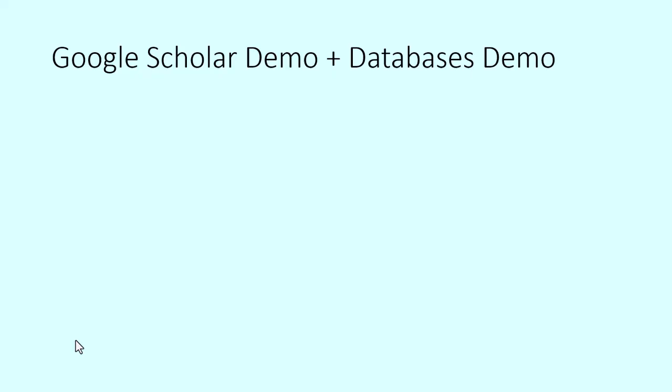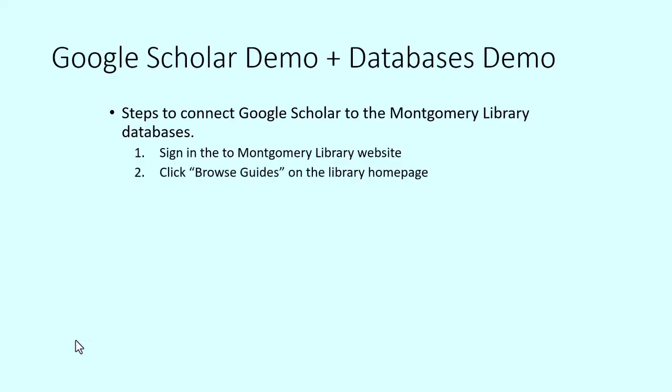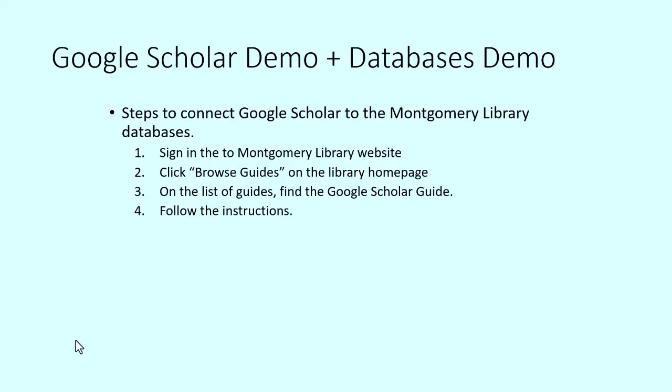All right, so now we're going to do the Google Scholar demo and also the databases demo. So there are some specific steps to connect these databases. So first, you'll need to sign into the Montgomery Library website, and then you click Browse Guides on the library homepage. And then on the list of guides, you can find the Google Scholar Guide and find those steps for yourself, but I'll show them to you as well in this video. You just have to follow those instructions. It's very specific.